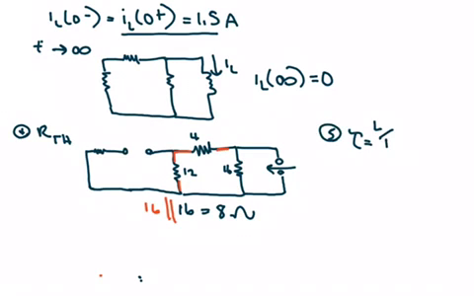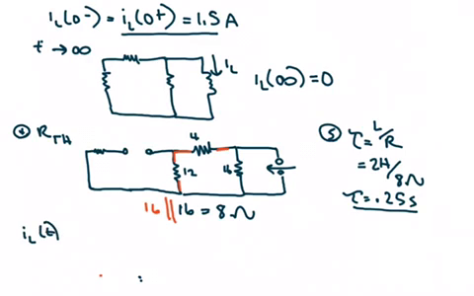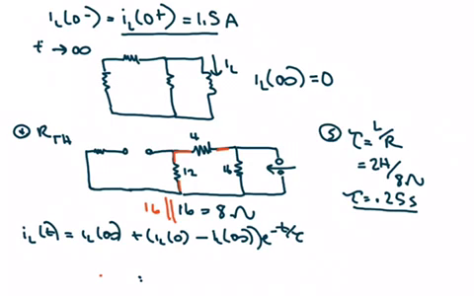We know that our time constant is L over that R equivalent, so that is going to be 0.25 seconds. All right, let's again put it in the standard form. And we end up with IL of t is going to be 1.5 e to the negative 4t amps.